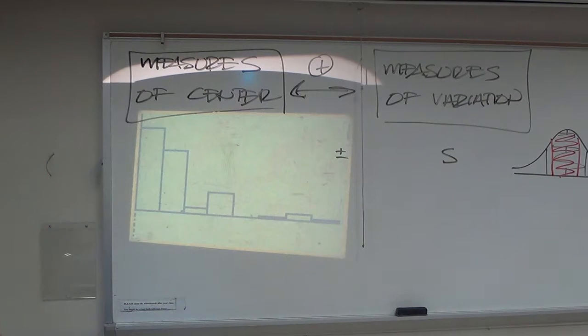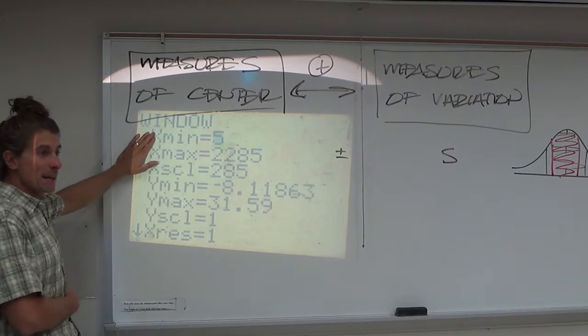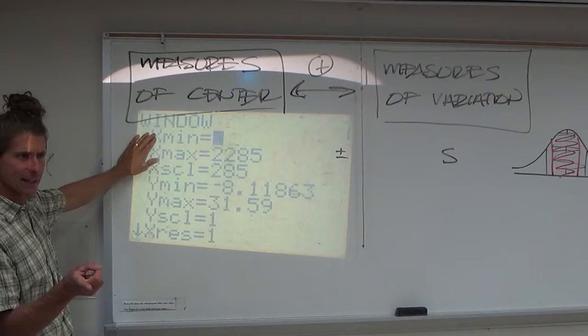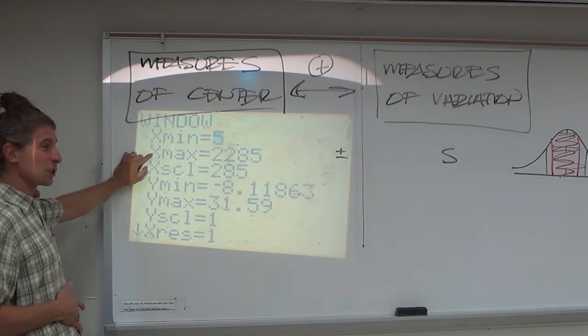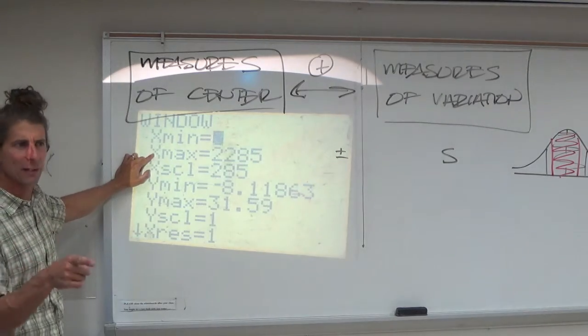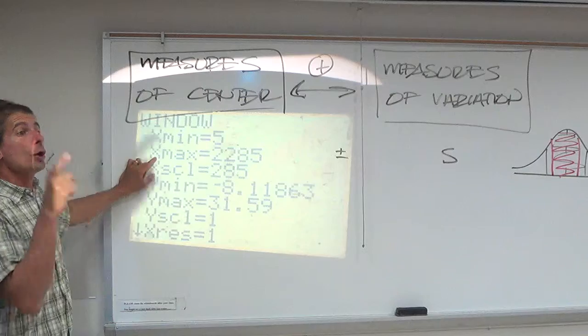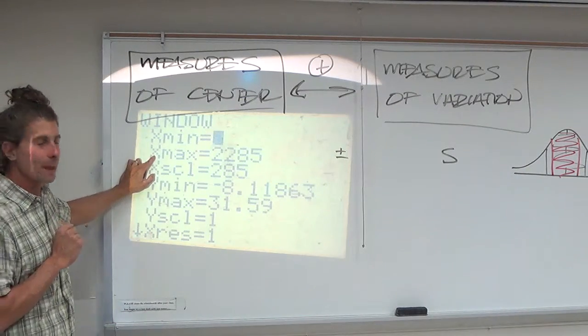Everybody press the window button. This is what the TI decides your window should look like. It says the minimum is 5, which it's getting from your data. Its max is 2285. You might be wondering why it's 2285. Nobody had 2285 friends. The largest number of friends was, if you remember, 2000, not 2285.